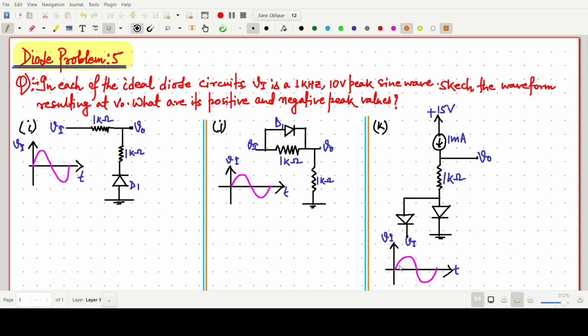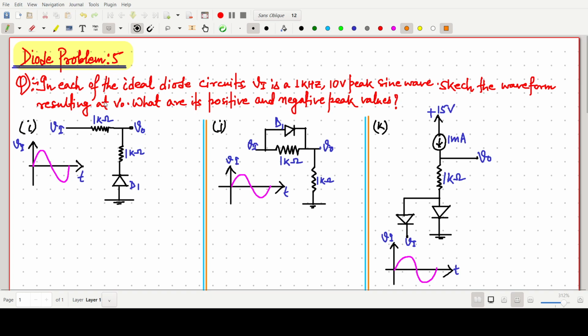Welcome everyone. In this video lecture, we will solve a diode based problem which is from the Microelectronics Circuits book. This is just the continuation of my earlier video. Today we will solve these three diode based circuits and we have to plot the output waveform.